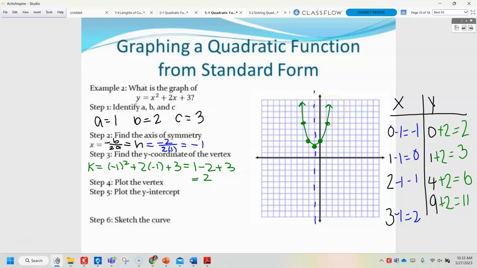The y-intercept occurs when x equals 0. So in this case, if I plug 0 in for x, I get that the y-intercept is at 3. I can see that both by plugging 0 in for x and solving for y. I can also see that on my graph. I can also see that in my table.